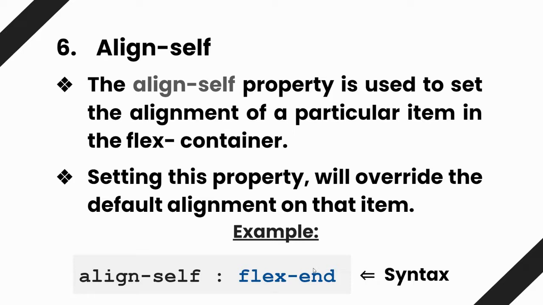So you probably don't want everything to be aligned the same way. You can define specific alignments using the align self property. Setting this property will override the default alignment on that item. So if it has a default alignment by the flex container, you can use this property to override that. As we have in the example, the align self is assigned the value of flex end. We'll be seeing a quick demo on this in a bit.